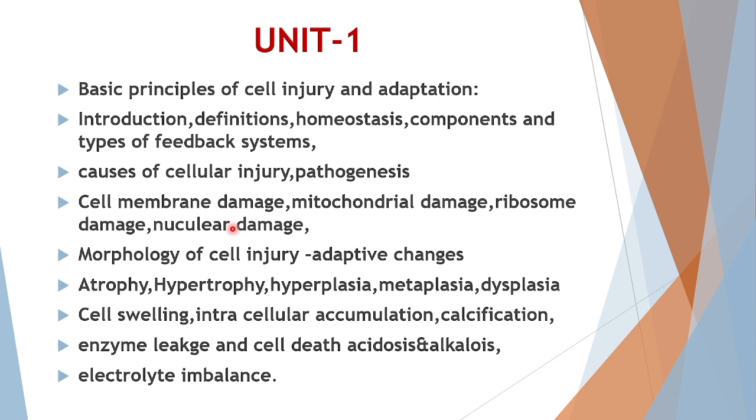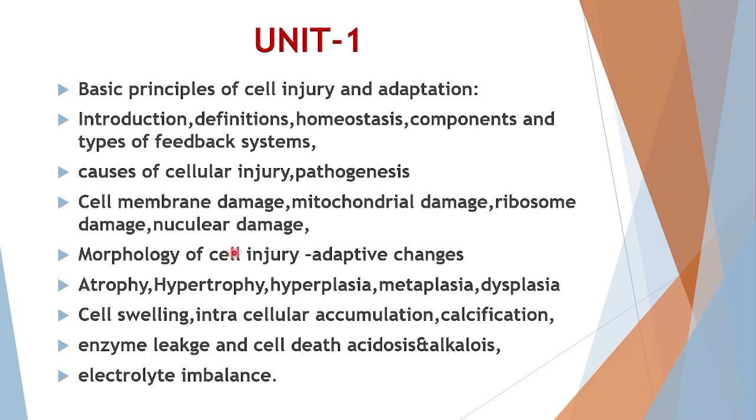What is pycnosis? It's a shrinkage of the nucleus, whereas karyorrhexis is a cell breakdown, and the third one, karyolysis. Karyolysis can also damage the cell nucleus. So this is about cell membrane damage, mitochondrial damage, ribosome damage and nuclear damage. All these four types can lead to cell injury.